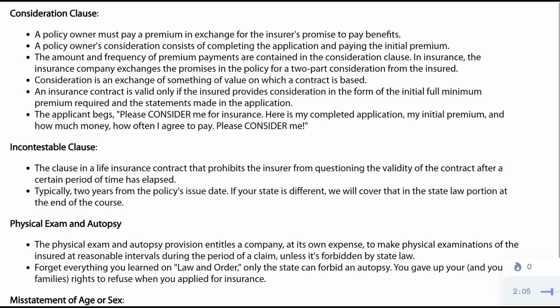The applicant begs, "Please consider me for insurance. Here is my completed application, my initial premium, and how much money, how often I agree to pay. Please consider me."